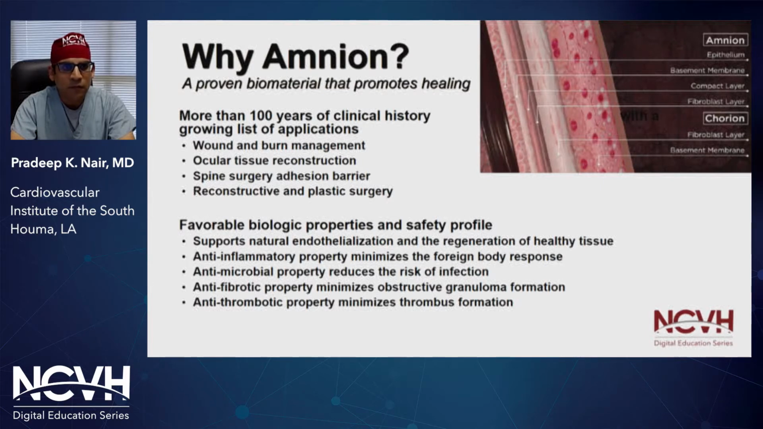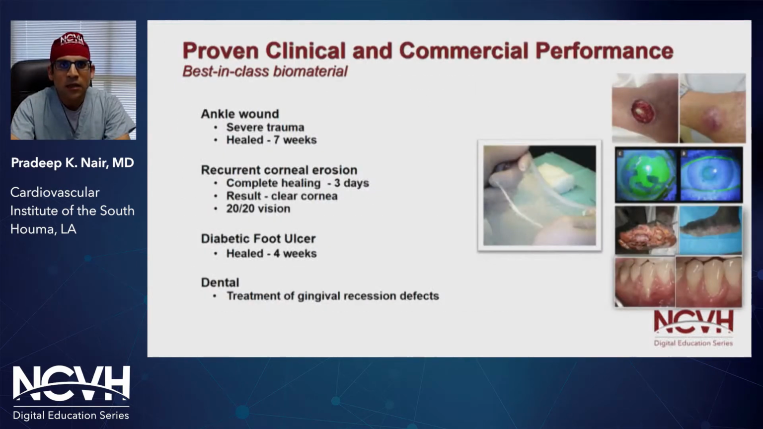One of the great value and benefits for amnion is its favorable biological properties and safety profiles. It really supports natural endothelialization and the regeneration of healthy tissue. It allows for an anti-inflammatory, antimicrobial, antifibrotic, and antithrombotic property, which helps in the healing process. So in commercial and clinical performance, it has been shown to be one of the best-in-class biomaterials.